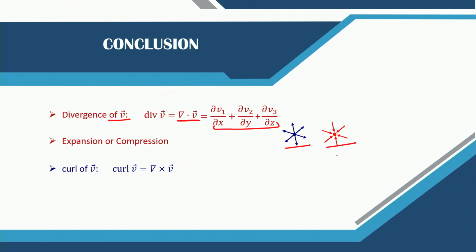Again, the second thing we have studied is the curl of v, which was defined by this cross product of del and the vector field v, and we have also realized that the value of this curl tells something about the rotation, the tendency of the rotation of the vector field.